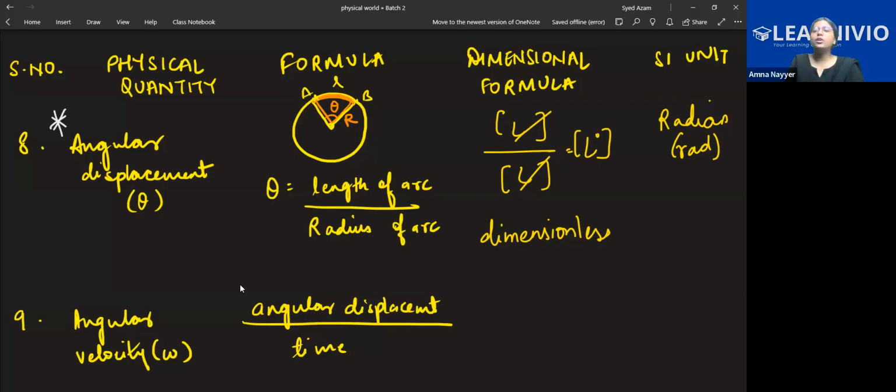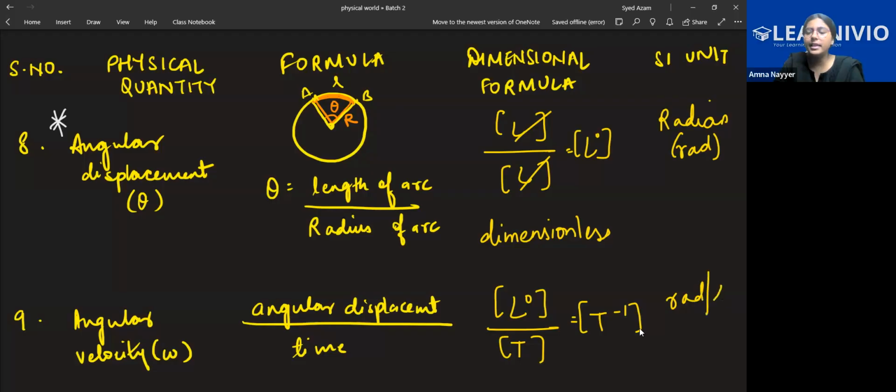Like your distance changes over time, you get velocity. So here also, angular displacement keeps on changing, so you get angular velocity. Means angular velocity is angular displacement by time. So angular displacement is dimensionless, L to the power 0, but time has the dimension T. So for angular velocity, this part will be 0, the Ls will be cut, and this will simply be T to the power minus 1. Mass isn't present here. The unit becomes radian per second, means radian divided by seconds.